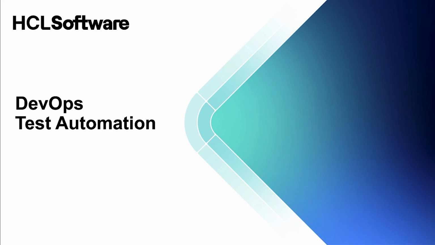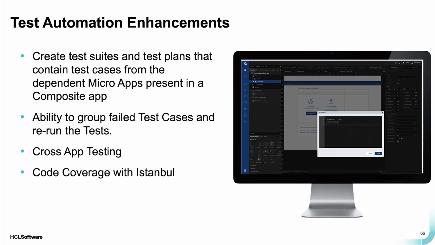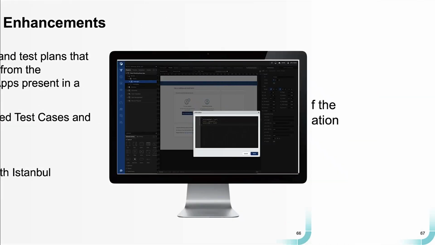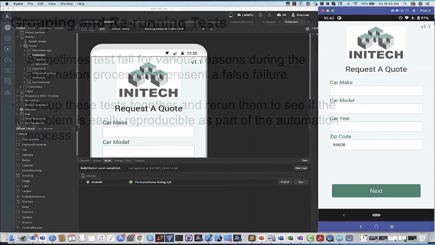Now let's move on to the DevOps and test automation section of the webinar, right? So test automation, for those of you that are not aware, I'll just give a brief overview of the existing functionality. It allows people to record test cases, and let me just go to that and come back to this. Maybe it makes more sense.